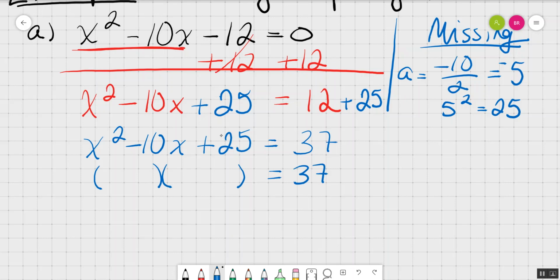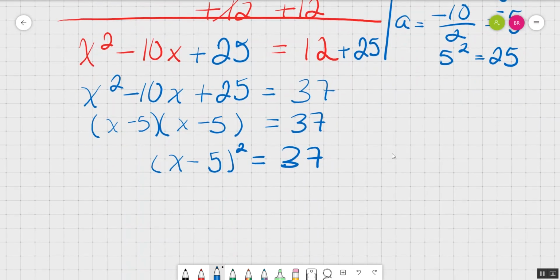I need things that multiply to make 25 and add to make negative 10. Hopefully you see an x minus 5 and an x minus 5 in that. So I really have x minus 5 squared equals 37. Now we're at the fun part.